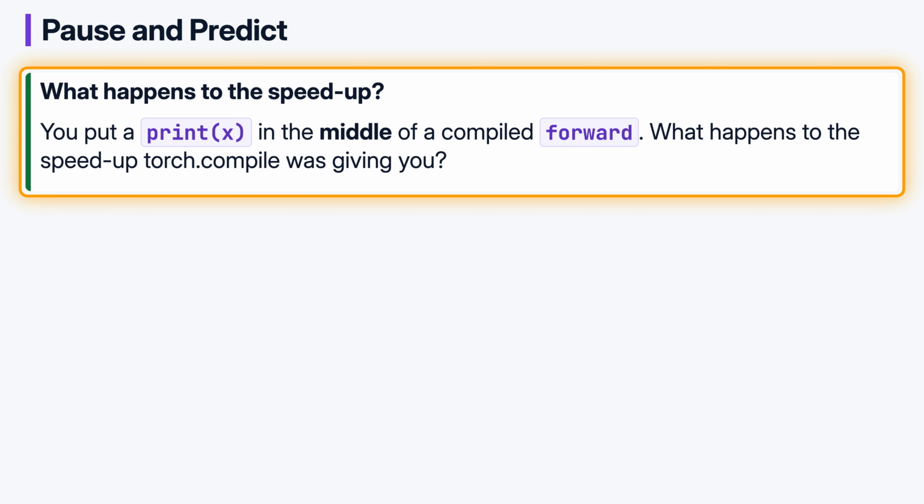Quick check before we move on. You put a print of X in the middle of a compiled forward. What happens to the speed-up torch.compile was giving you? Pause and predict.